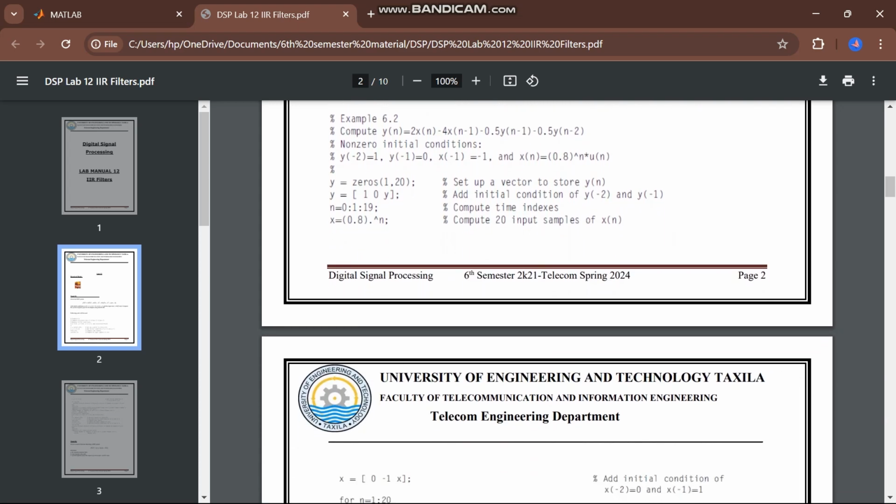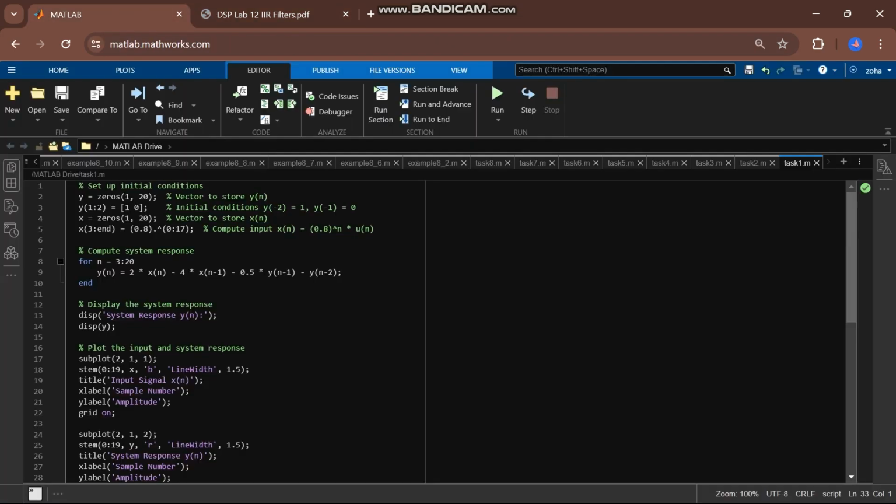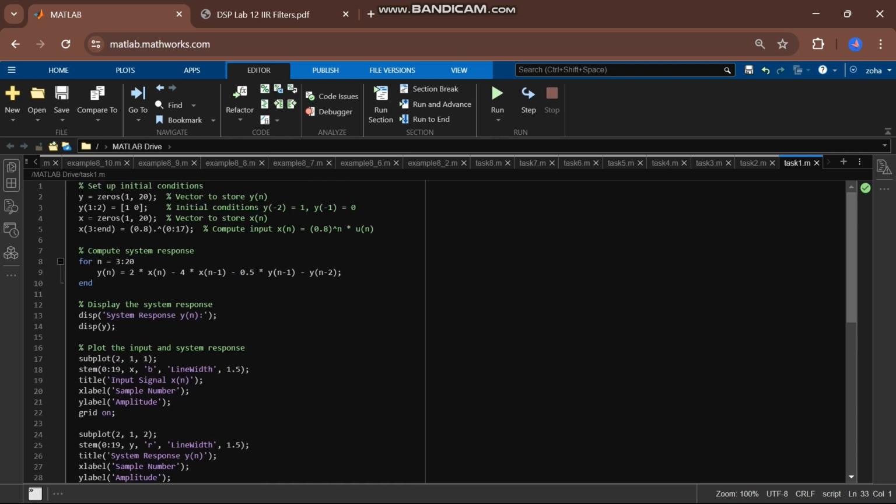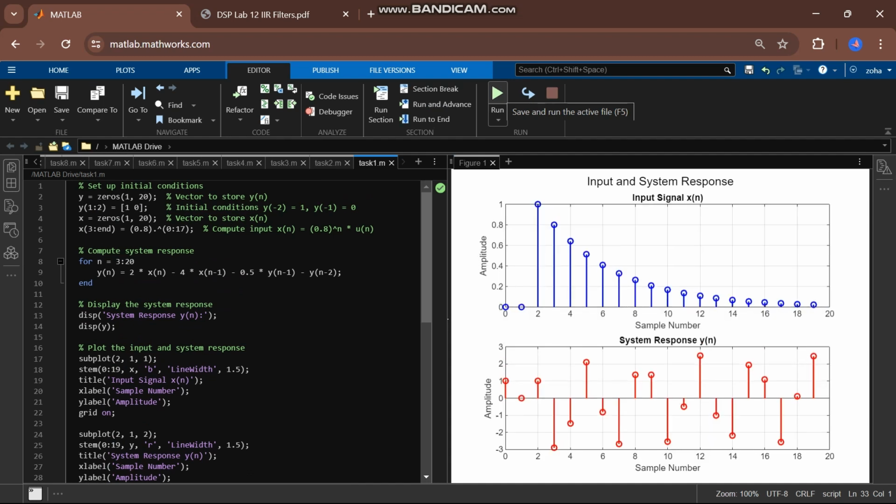The code is given. To see this code on MATLAB, we have this. Now we have defined all our initial conditions, and to compute the system response, we are iterating the value of n from 3 to 20. Now we are displaying the system response on our command window, and we are plotting the input and the system response using the stem function. To see the output, here is the output.